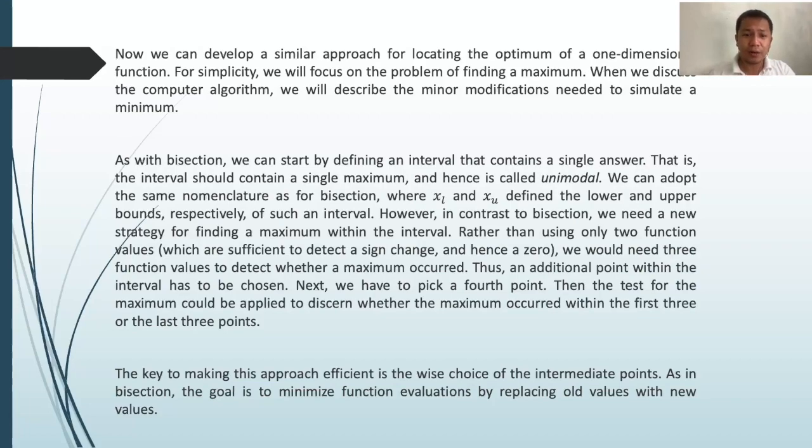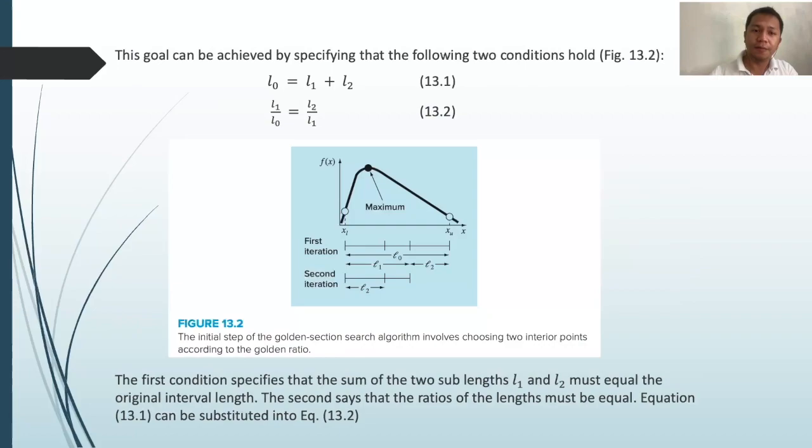So as in bisection, the goal is to minimize function evaluations by replacing old values with new values. This goal can be achieved by specifying the following two conditions. L0 is equal to L1 plus L2, and the proportion L1 over L2 is equal to L2 over L1. So in the picture shown, this is the initial step of the golden section search algorithm that involves choosing two interior points according to the golden ratio.